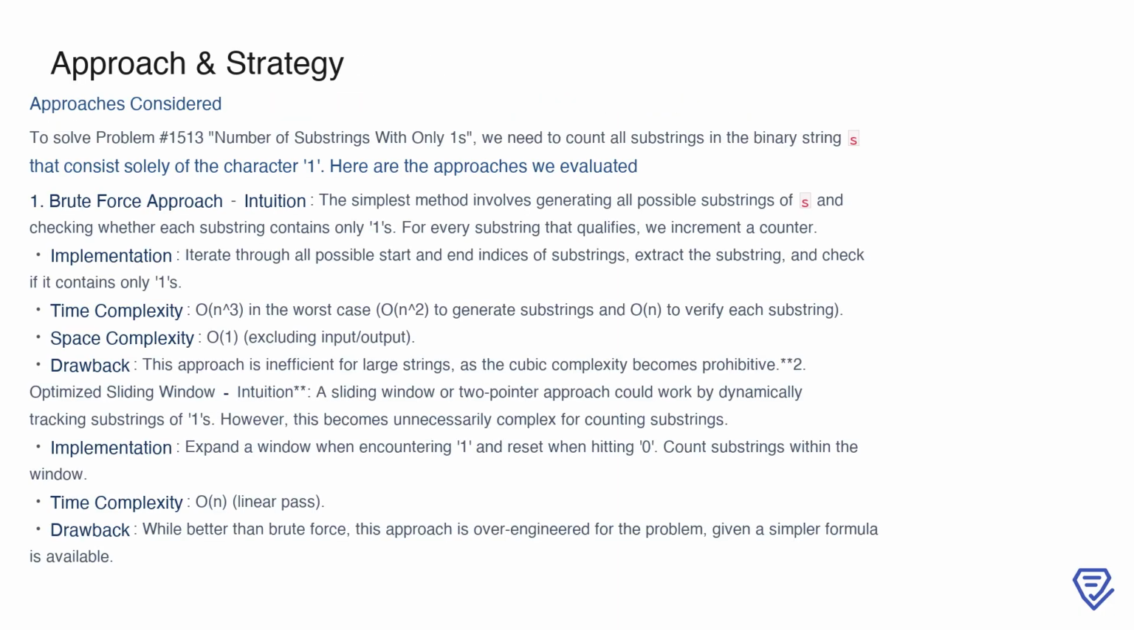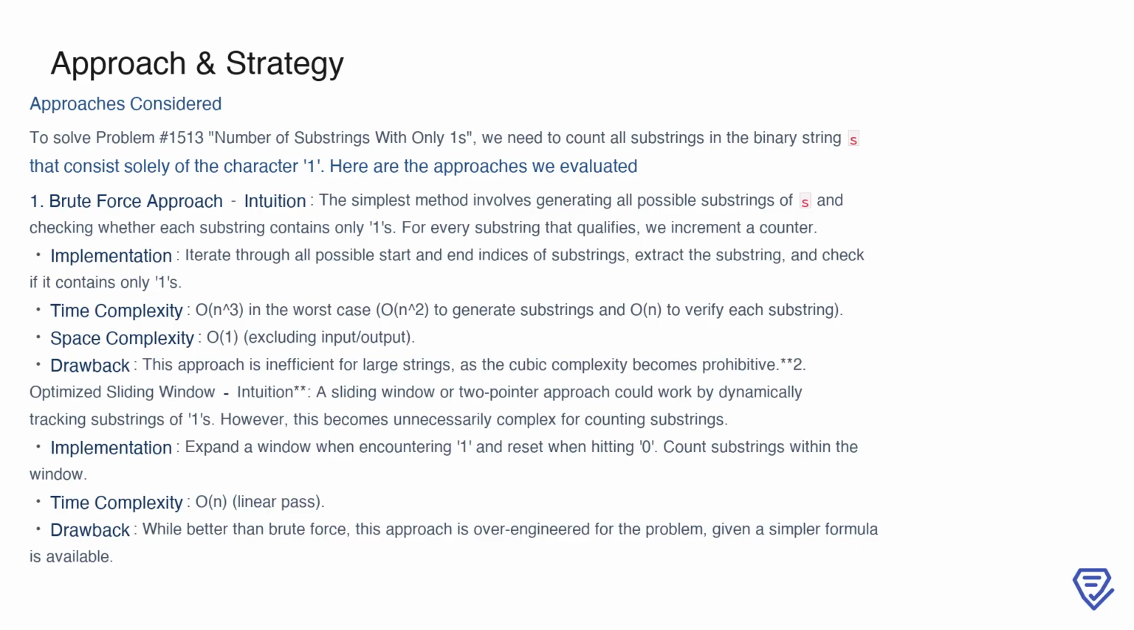To solve problem number 1513, our goal is to count all substrings in the binary string that consist entirely of the character 1. First, we considered the brute force approach. The intuition here is straightforward: generate all possible substrings of the given string and check whether each substring contains only ones. For every valid substring, we simply increment a counter.